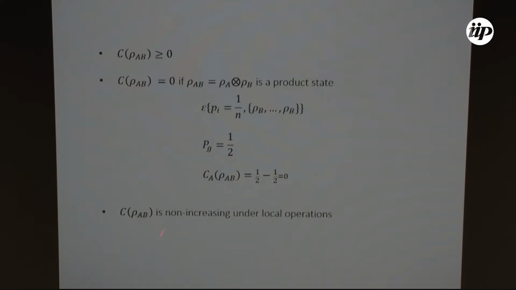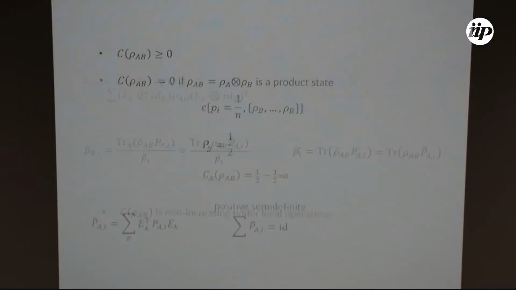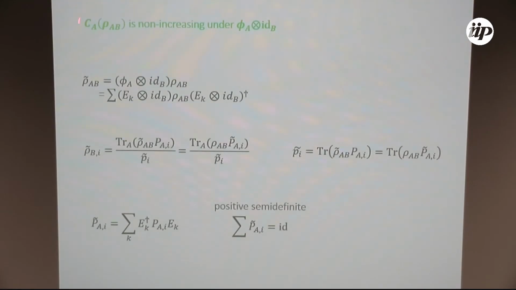And also I have to show that this quantity is not increasing under local operations. I will just try to convince you, also fixing one part. So I'm looking at the correlation when I'm measuring the A part, and when I'm applying a map only on the A part. I'm applying the local operations only on the A part. So my evolved state will be given by something like this. Here I'm already using the Kraus representation of this map.